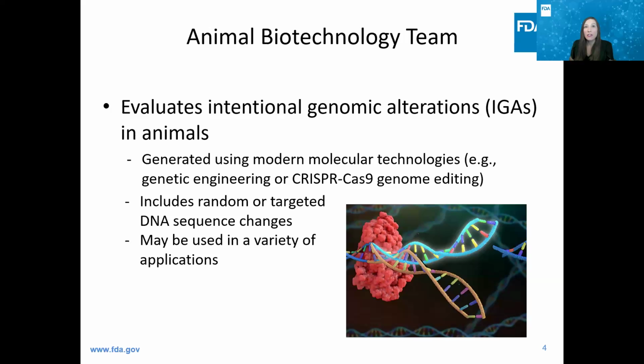The Animal Biotechnology team evaluates IGAs in animals. IGAs are generated using modern molecular techniques, for example, recombinant DNA techniques and CRISPR-Cas9 genome editing. IGAs may include random DNA sequence changes or targeted DNA sequence changes. An IGA can impact gene or protein expression to produce a desired phenotype. And these IGAs have a variety of applications, including industrial, agricultural, medical, and ornamental.